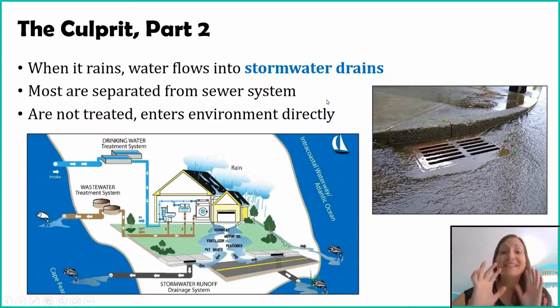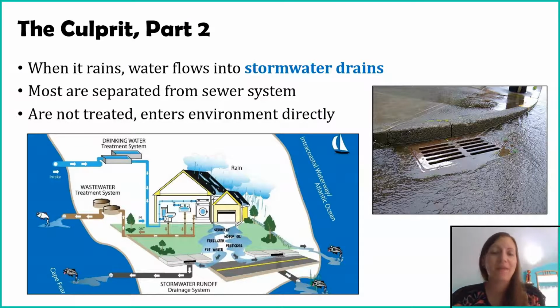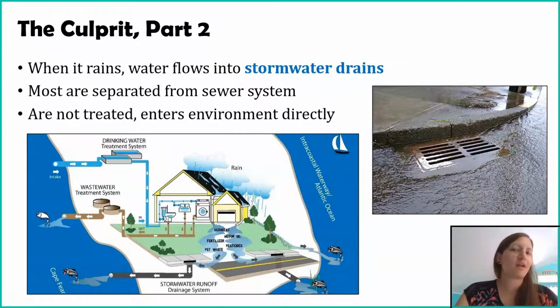Now, this is different from a sewer system. So a stormwater system is collecting water that is running off the roads and parking lots. A sewer system is what's running from your home. This is what's running from the bathrooms in a building. That has human waste that goes to get treated. Stormwater drains do not get treated. Stormwater drains just collect everything that was running off those surfaces, and then it'll go directly into the environment.